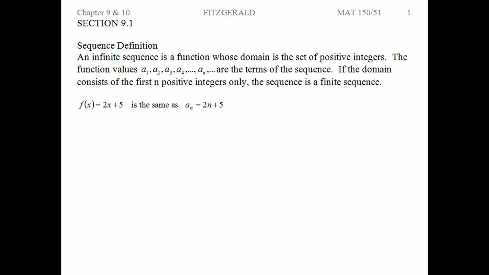All right, welcome to our last unit. Woohoo! So looking at section 9.1, we're going to start to look at sequences.